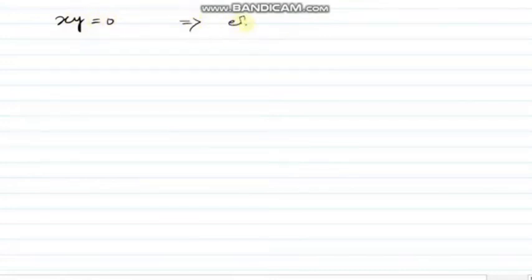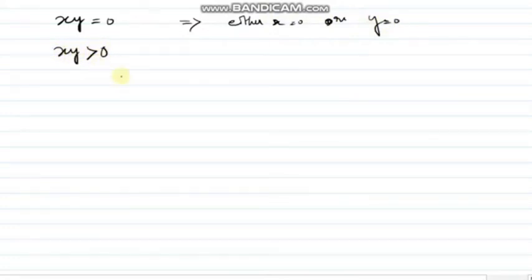Hello everyone, in this video we are going to discuss one basic concept of quadratic inequality which is very important. Suppose xy equals 0, we know that either x is 0 or y is 0, right? But what will happen if xy is greater than 0? That means the product of two elements is positive.